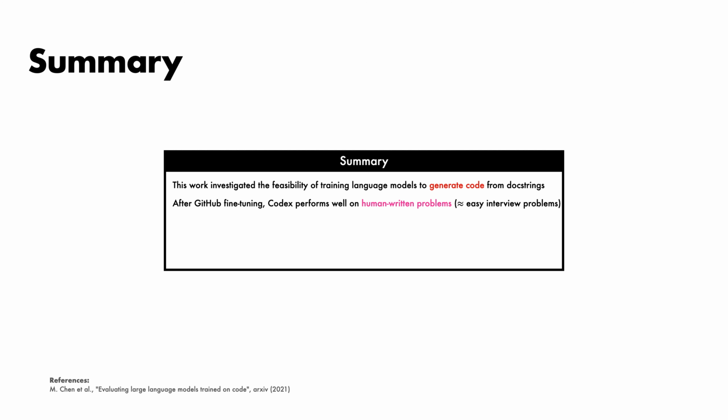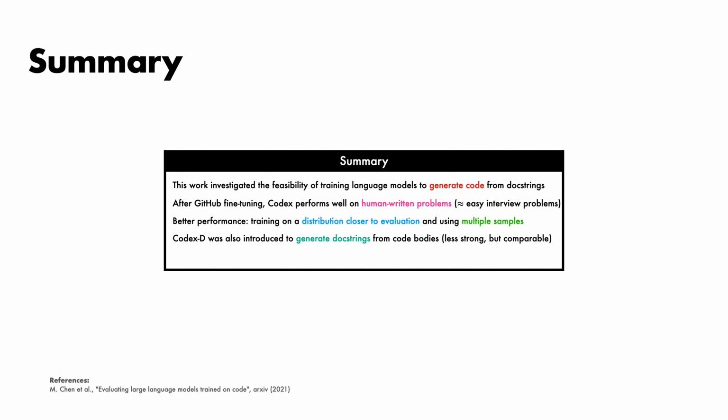It was found that better performance could be achieved by further training on a corpus with a distribution that was a closer match to the evaluation set, and also by making use of multiple samples from the model. A further model, Codex-D, was also introduced to generate docstrings from code bodies, which performed slightly less well, but still comparably to models generating code. Finally, the broader impacts of code generation were discussed, together with the limitations of the model, where room for improvement is identified.